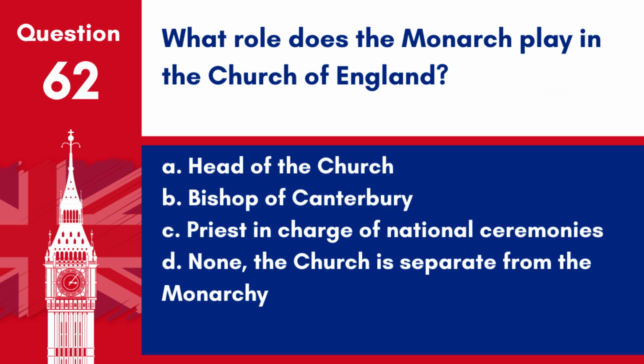Question 62. What role does the monarch play in the Church of England? A. Head of the Church. B. Bishop of Canterbury. C. Priest in charge of national ceremonies. D. None. The Church is separate from the monarchy. Answer. A. Head of the Church. The monarch plays the role of the supreme governor of the Church of England, which includes appointing bishops, archbishops, and other church officials on the advice of the Prime Minister.